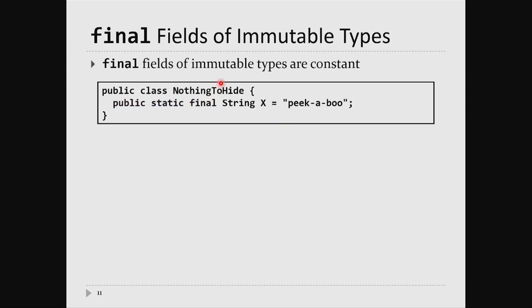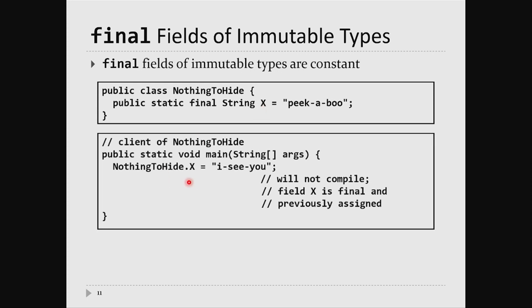If you have a final field whose type is immutable, it's also constant. So String is an immutable class. So in other words, String objects, you can't change them once you make them. That's what immutable means. You cannot change the state of an object after it's created. So if I make the string peekaboo and store it in a final field called x, then you can't write code like this. So you can't write NothingToHide.x equals some other string because the compiler won't let you. The compiler will complain that the String x is marked final and already has a value. So if you're using immutable types, everything's fine. So in other words, you can still do this and there's no problems.